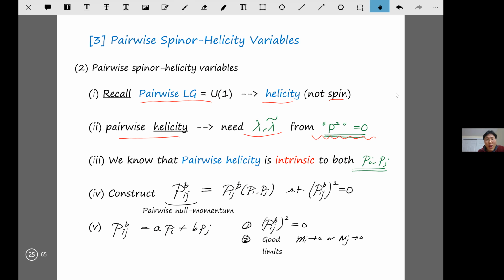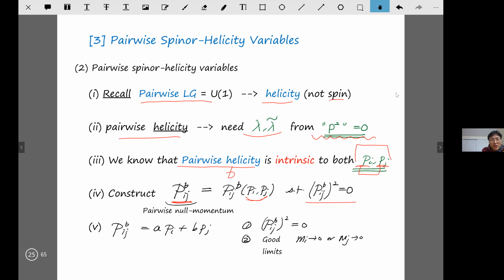On top of that, we know that the pairwise helicity is an intrinsic property of a pair of P_ij, right? A pair of the fermion momenta and monopole momenta. Given P_ij, both can be massive, it doesn't matter. Either the fermion can be massless, or the monopole can be massive, or both can be massless, or both can be massive. But the point is that we can construct out of that pair of momenta the null momenta, which we call a flat variable. This looks like a b, but it's just a flat.